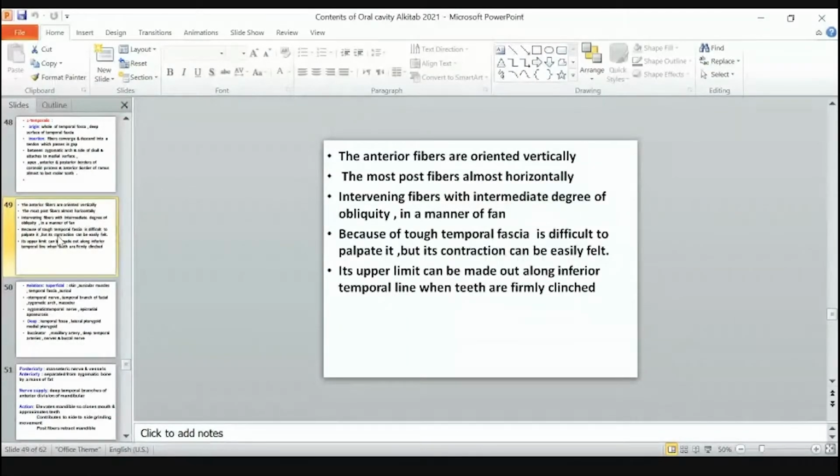Because of the tough temporal fascia, it's difficult to palpate, but when it contracts, if you clench your teeth, then it can be easily felt. Its upper limit can be made out along the inferior temporal line when the teeth are firmly clenched.